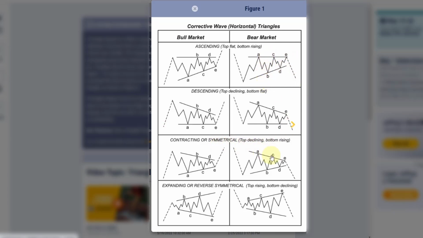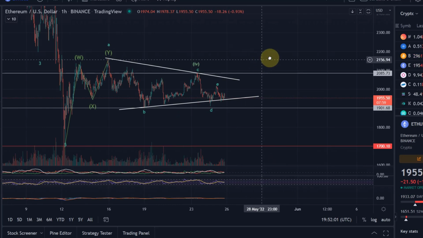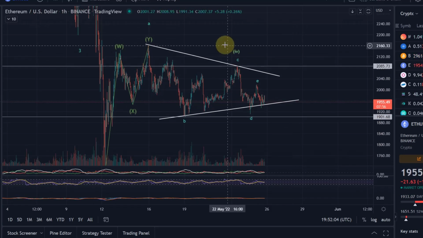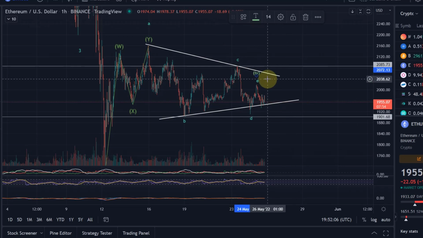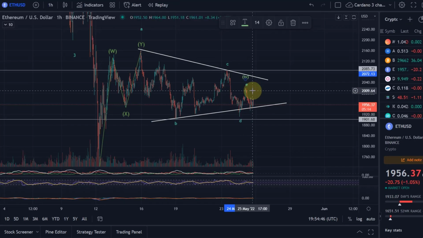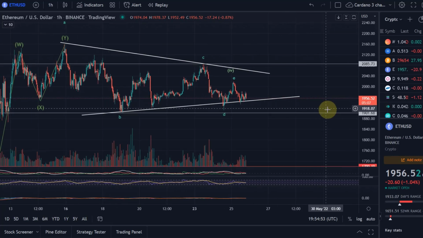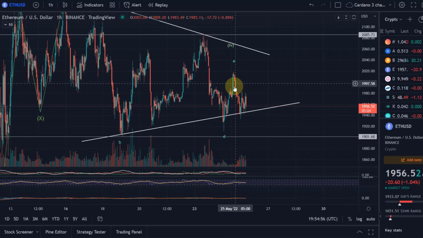We currently have a symmetrical triangle on the Ethereum chart here, an A, B, C, D, E, each of these with three waves. You can see an A, a B, a C, a D, and an E. The wave E may already be finished, which would also finish the wave 4 here. I'm not very confident yet. In the last video I told you that we can expect a little bit of a move up. That worked out. We did move higher in this wave E. We have now come down lower, but I'm not too confident that the wave E is actually over yet.